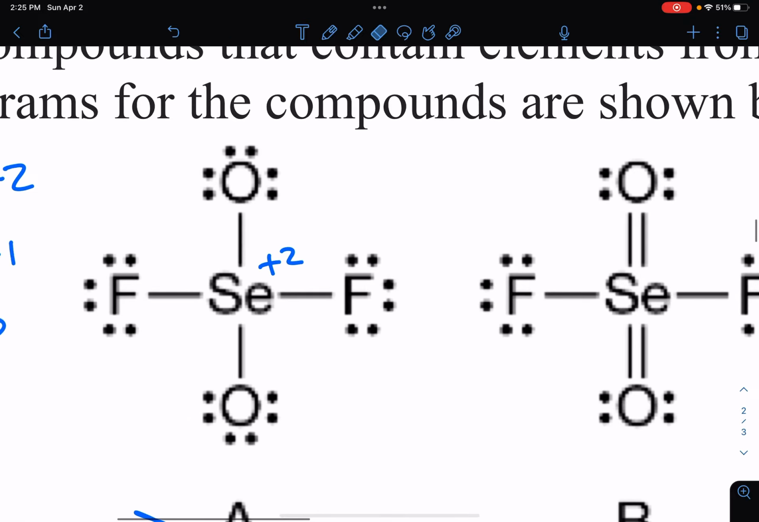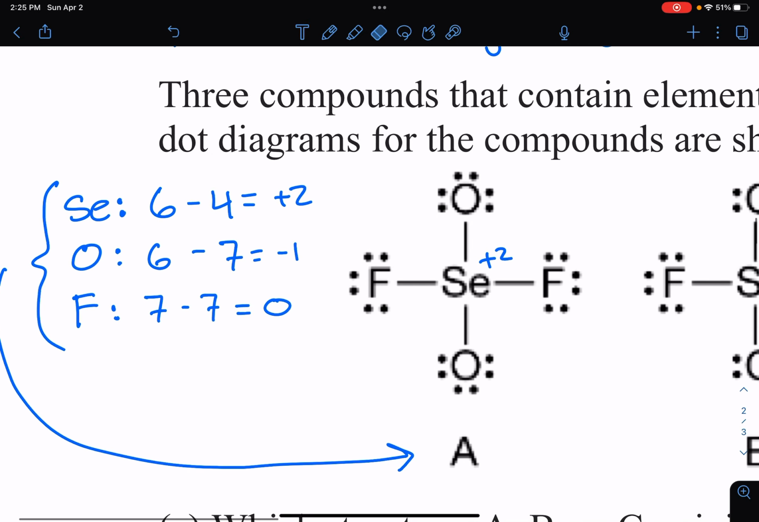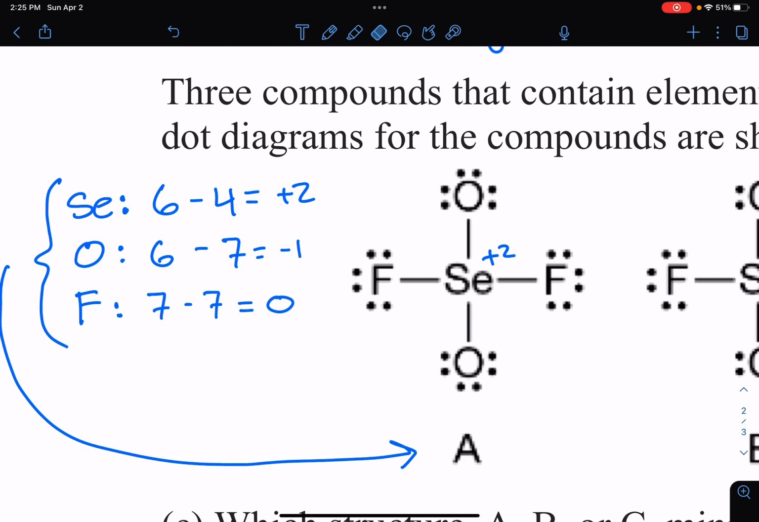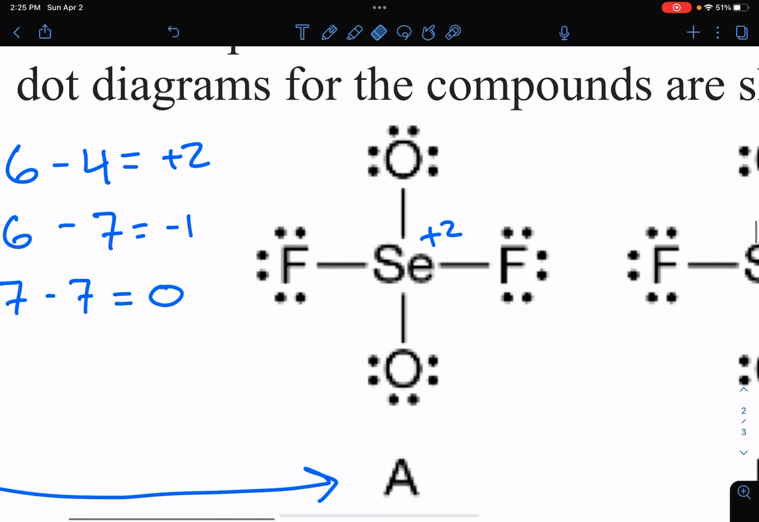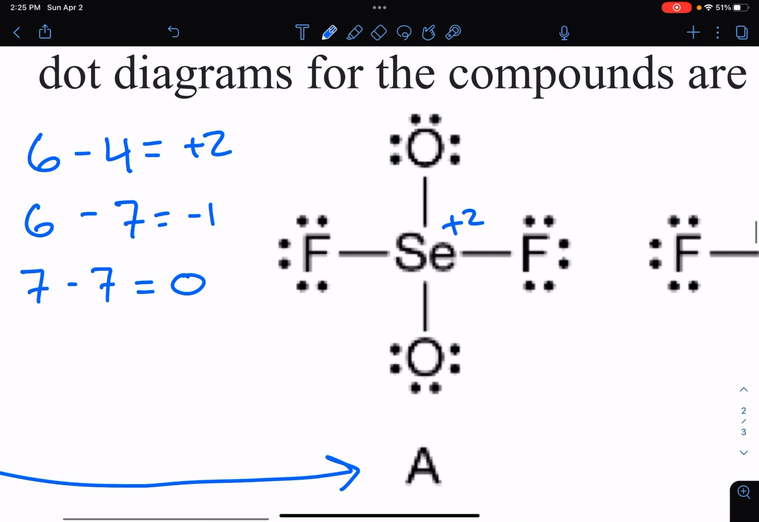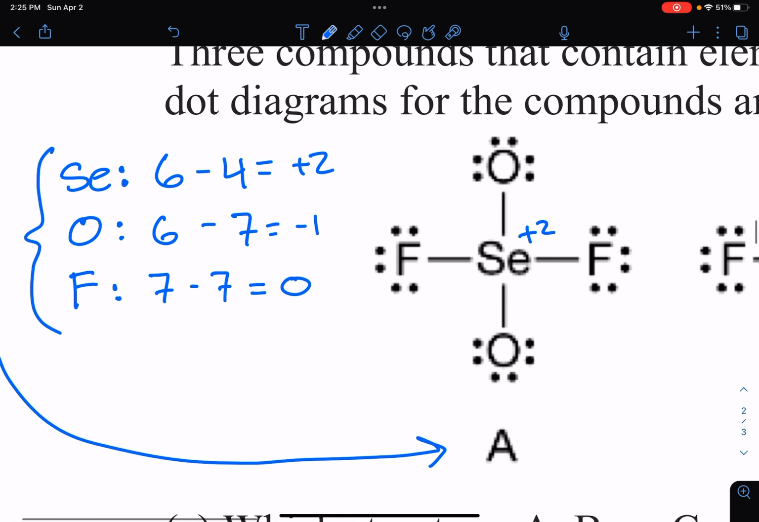So let's go count each of them. For A, selenium is supposed to have 6 if you look at the periodic table, and it has only 4 right around here. 1, 2, 3, 4. So 6 minus 4 is a 2, positive. So we've got a 2 plus formal charge on selenium. Each of the oxygens are supposed to have 6 valence electrons according to the periodic table, but we've placed 7 around each of them. 1, 2, 3, 4, 5, 6, 7. So each oxygen has a -1 formal charge.